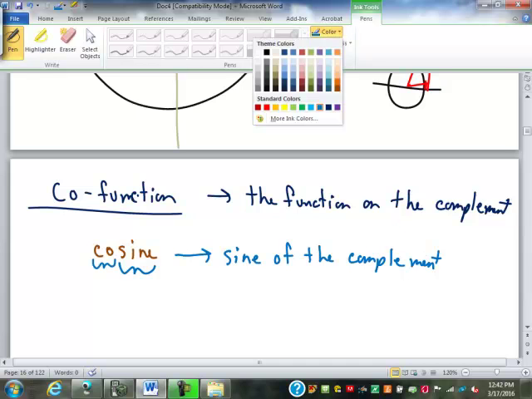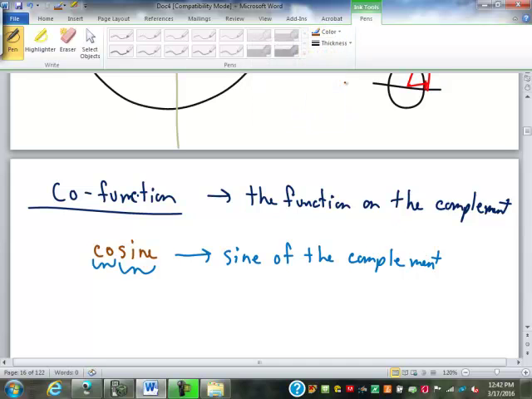Okay, so what on earth does that mean? Well, if I ask you to find the cosine of 60 degrees, what that's really asking me to find is the sine of, what's the complement of 60? 30 degrees. Those will be equal. They are the same thing. The literal definition of cosine of 60 is the sine of 30, the sine of its complement.